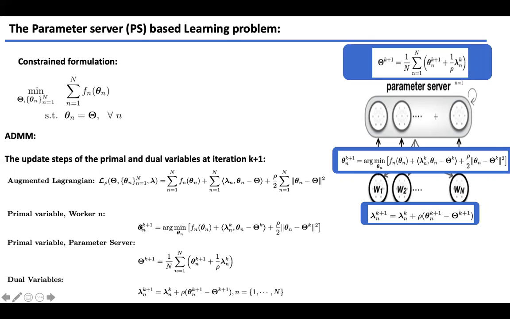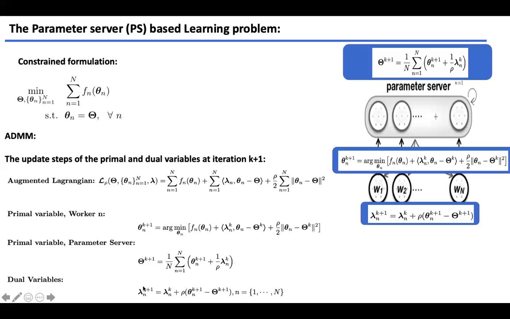So at one iteration, all of the workers update their local variables in parallel, and then after that, the parameter server will update the global variable, the one that minimizes the augmented Lagrangian, which turns out to be the average model. Of course, it's still also a function of the dual variables of all workers. But after that, the dual variables of all workers are updated in parallel. Each worker will update its own dual variable.